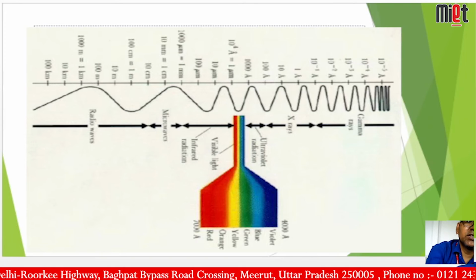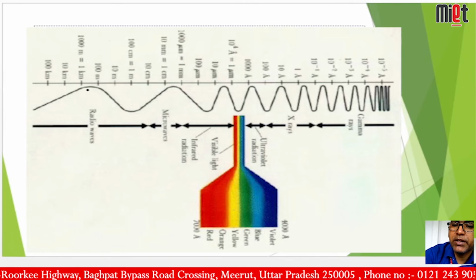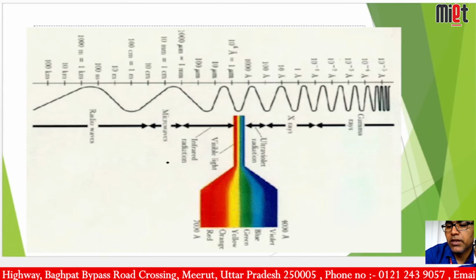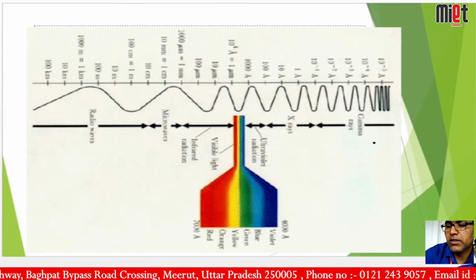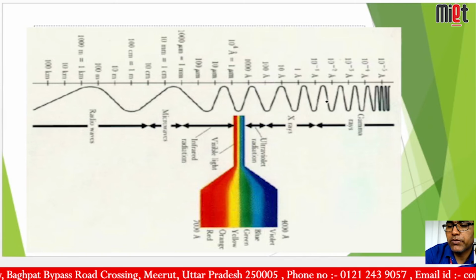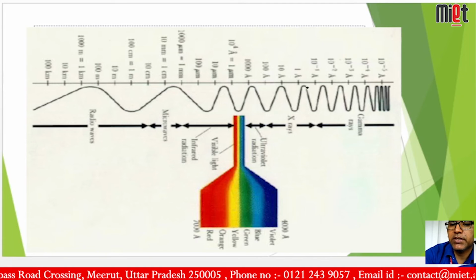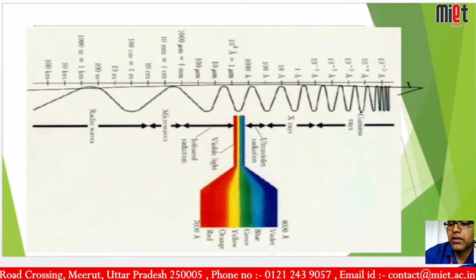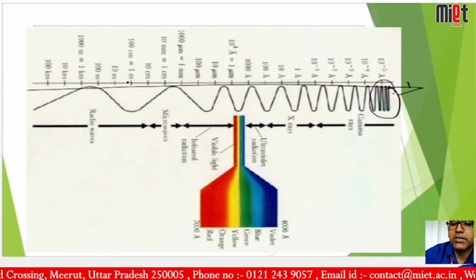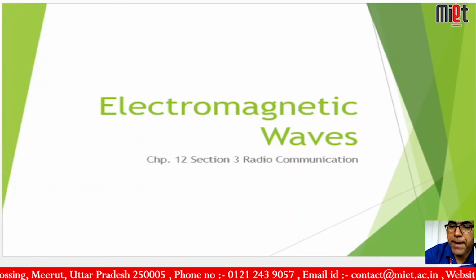This is again a frequency chart showing different wavelengths and different frequencies, and accordingly they will be called radio frequency, microwave, X-ray, and gamma rays. As you can see here, as the wavelength is decreasing, frequency is increasing from this side to this side. This side has high frequency, this side has lower frequency.